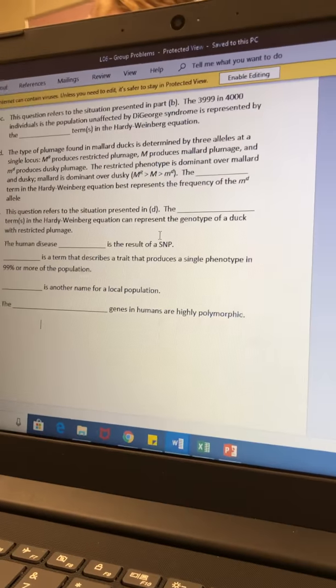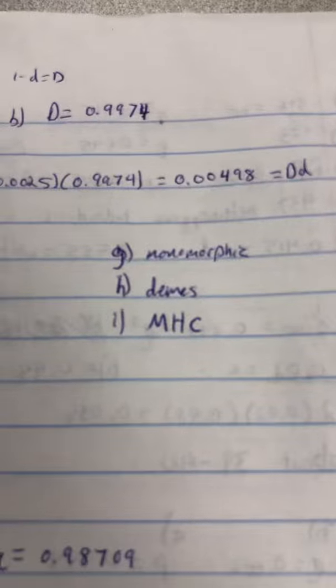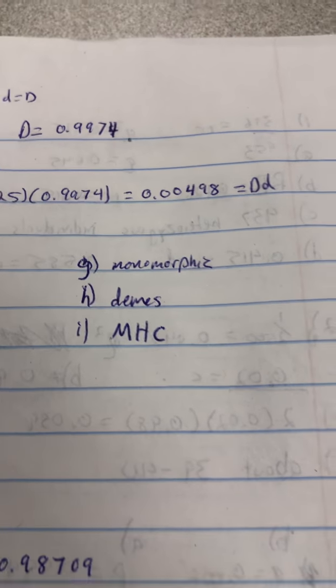F was the human disease. Sickle cell anemia is the result of an SNP. For G, monomorphic is a term that describes a trait that produces a single phenotype in 99% or more of the population. Deme is another name for a local population, and the MHC genes in humans are highly polymorphic.